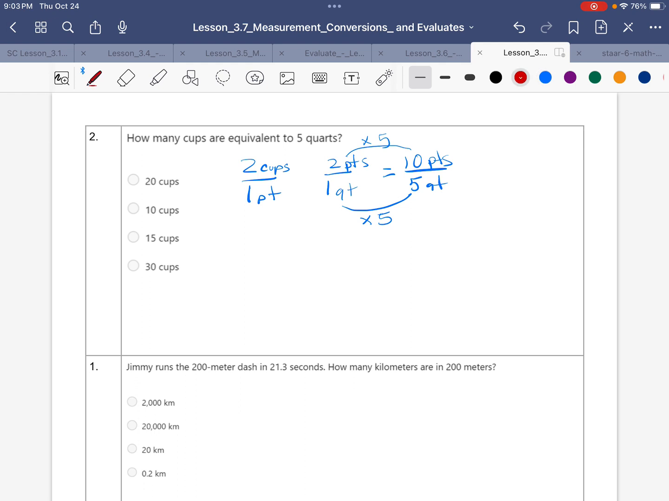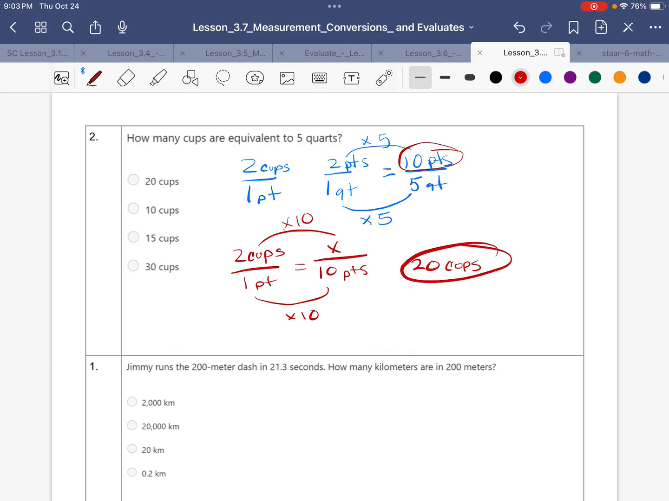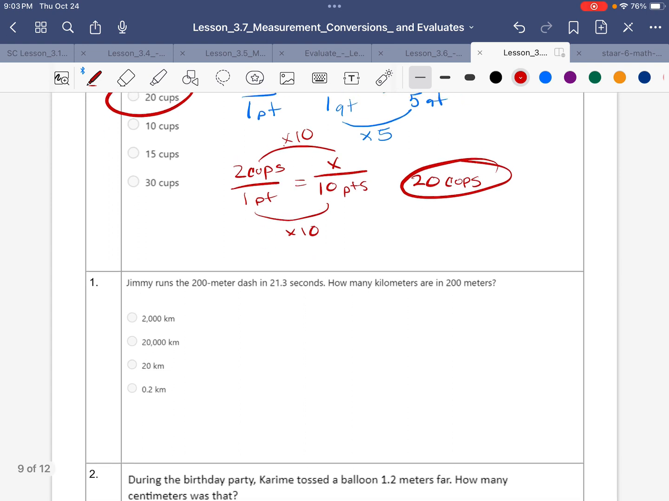So now, here with our 2 cups and 1 pint, I know I have 10 pints from here. We figured that out. Now we can figure out how many cups. Here to here is times 10. Here to here is times 10. We have to do the same on the top. So 2 times 10 would be 20. So this is 20 cups. And here it is. Alright, let's keep moving.